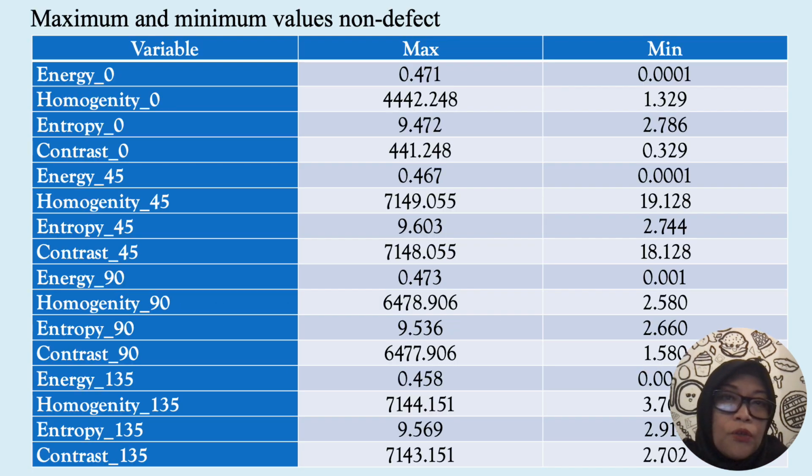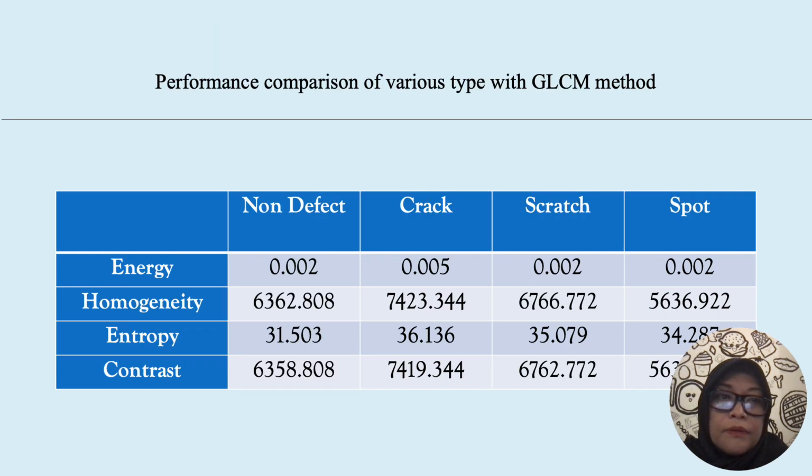This is the result of maximum and minimum values for non-defect. We can get the maximum value and minimum value for each. Performance comparison of various types with the GLCM method, which is the non-defect energy 0.002, and crack 0.005, scratch 0.002, and spot 0.002.